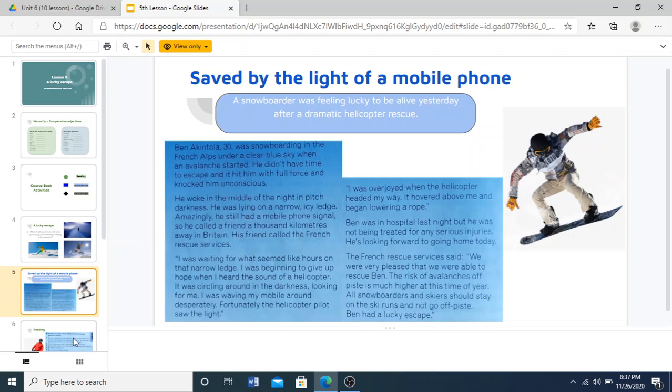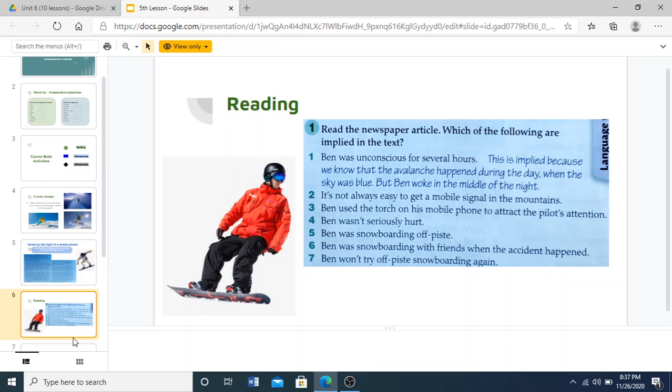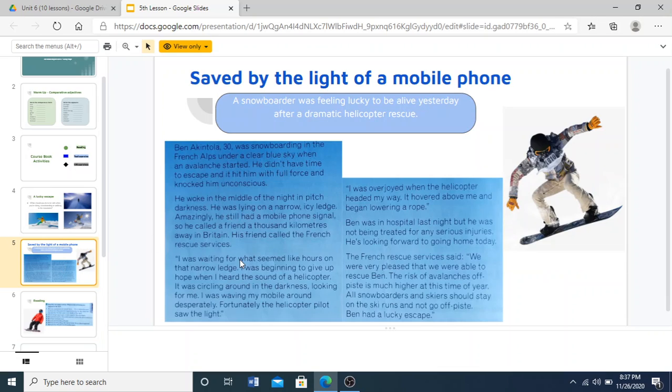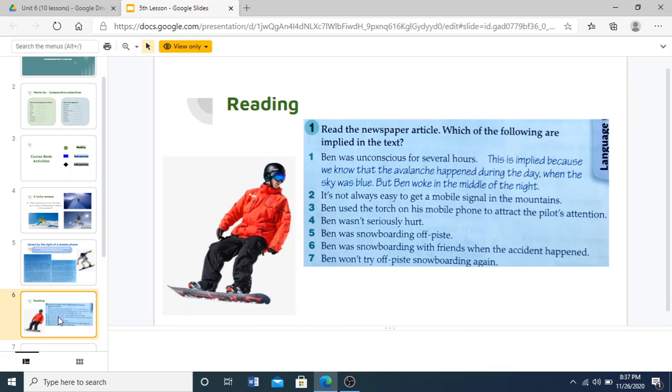Okay, so after reading that, let's see what next we have to do. From the reading, we are going to do this. Read the newspaper article. Which of the following are implied in the text? Actually, this is not just any composition, it's a newspaper article. It is non-fiction. It is an actual newspaper article. From this article, we are going to answer these questions. 1. Ben was unconscious for several hours. This is implied because we know that the avalanche happened during the day when the sky was blue, but Ben woke in the middle of the night.